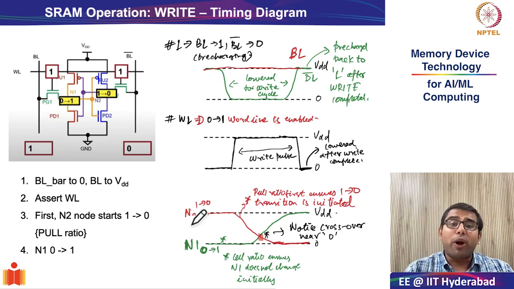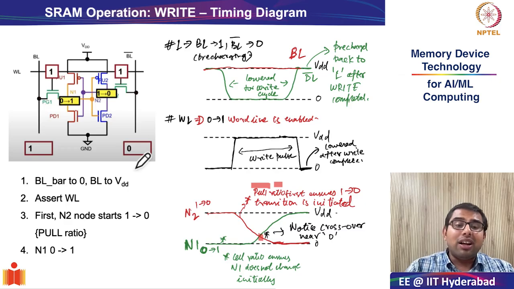The second interesting point is why this is fundamentally happening. Why is N2 transitioning first from 1 to 0? The answer that we have seen in the previous class is because we have done very intelligent transistor sizing such that the pull ratio ensures that N2 moves first from 1 to 0, and also through transistor sizing in the cell ratio, we have ensured that N1 does not move first.